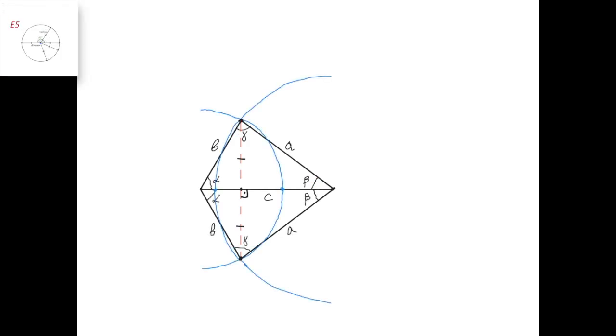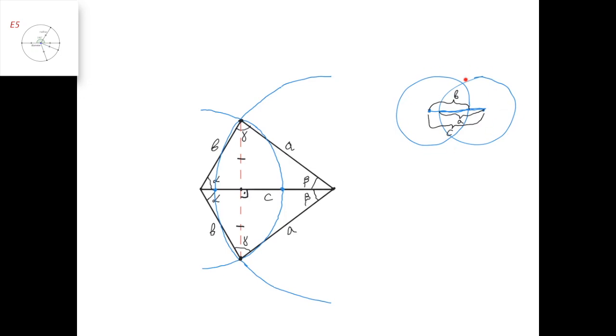Now suppose I take the circle with center at this point and radius A. Then it would pass through this point and this point, since this equals A. Similarly, let's take the circle centered at this point with radius B, so it would pass through this point and this point, since this equals B. We get a situation like the one illustrated here.